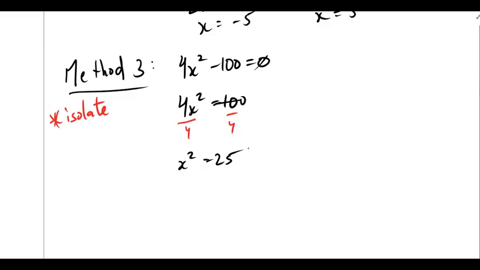You'll notice they're all very similar. The same numbers keep coming up. But some people like one method the best, some people like another method the best. And this ends up being x equals plus or minus the square root of 25, which is 5. Don't forget the plus minus, because there are two answers.